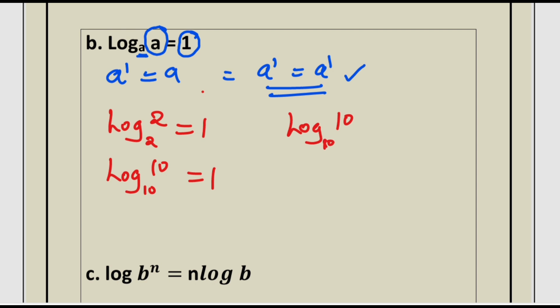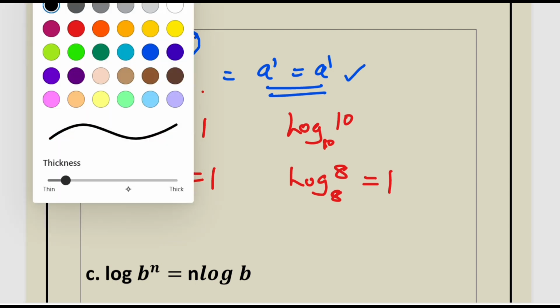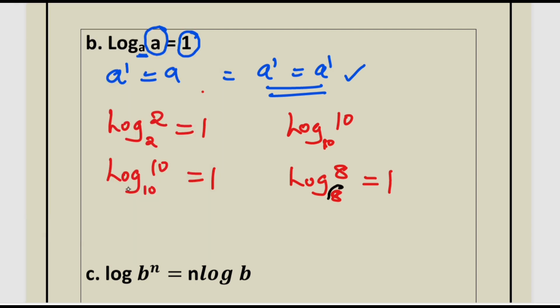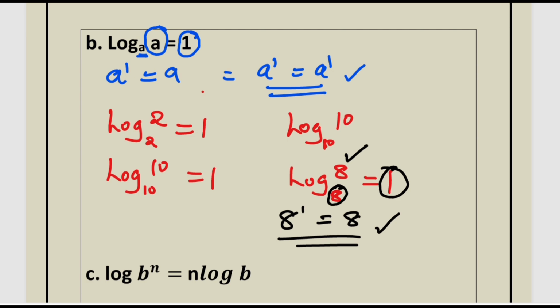So in a similar way, as I finalize this concept of log of a base a is equal to 1, you should also confirm that it is true that log of 8 base 8 should still give you 1. Why? Because if we write this in index notation, it is true that 8 raised to power 1 is equal to 8. That is where that concept is coming from.